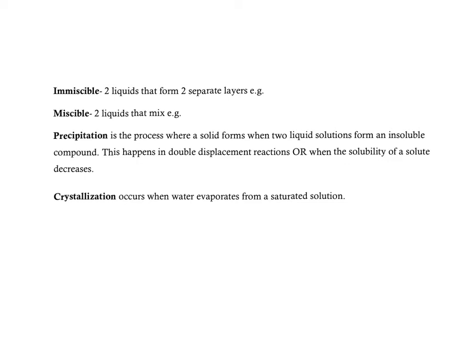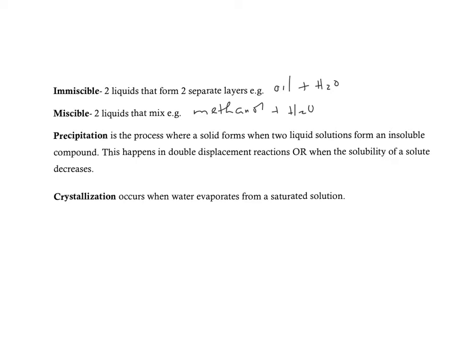Just some other definitions here. Immiscible, two liquids that form two separate layers, like oil and water or oil and vinegar. And miscible, two liquids that will mix. So when you look at them, you can't tell them apart. An example of this is methanol and water.